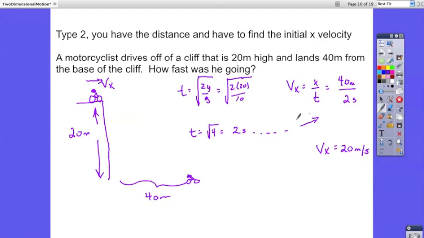Okay, hopefully you've taken good notes so that when you do practice problems, you can use your notes as a template for solving other horizontal motion problems. Bear in mind, the x component is constant, the y component is accelerated.